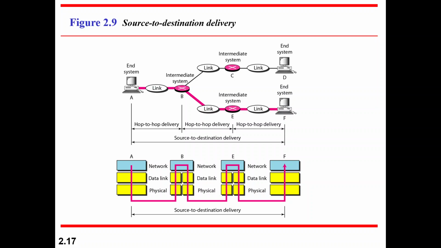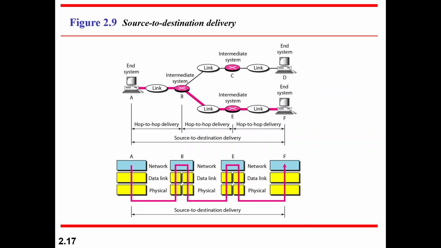The very important one is logical addressing. The physical addressing implemented by the data link layer handles the addressing problem locally. If a packet passes the network boundary, we need another addressing system to help distinguish the source and destination systems. The network layer adds a header to the packet coming from the upper layer that, among other things, includes the logical addresses of the sender and receiver. We discuss logical addresses later in the upcoming lessons.